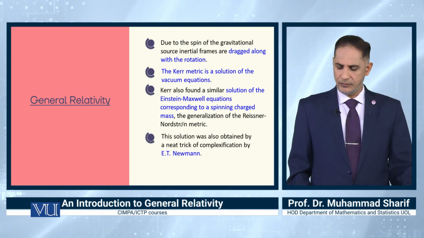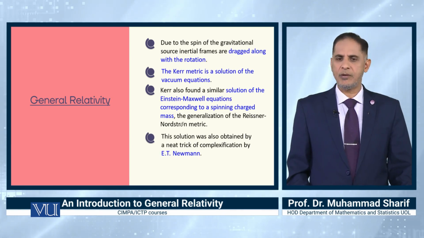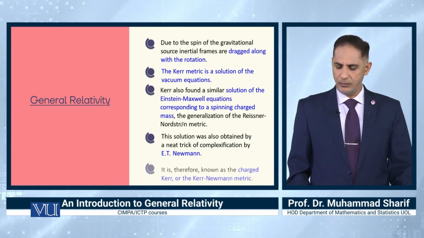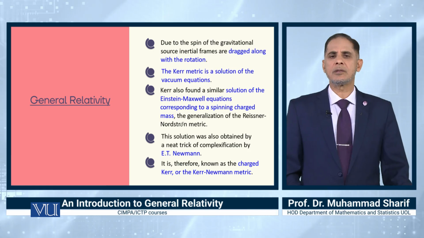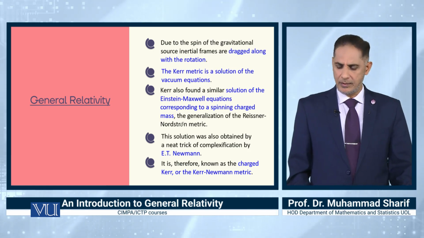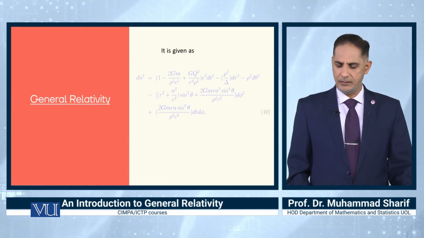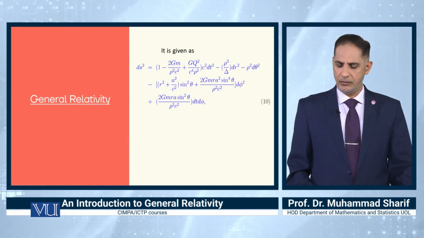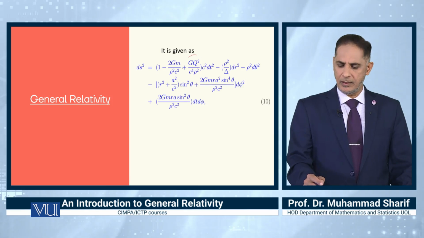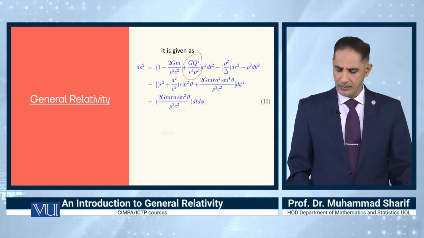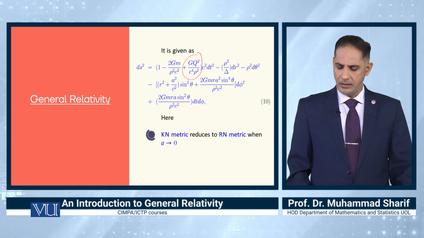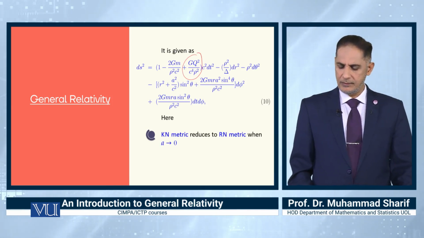This solution was also obtained by a neat trick of complexification by Newman. So, for this reason, this solution is called the charged Kerr or the Kerr-Newman metric. It is written like this. As we can see, this here is the additional charge term, and now we consider the special cases.